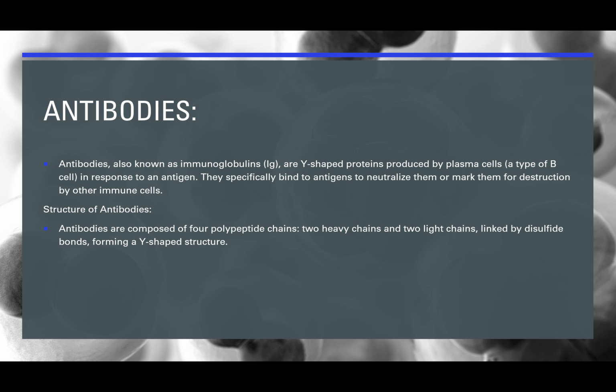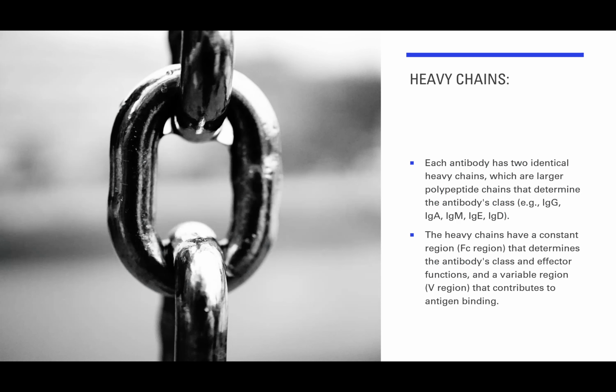So the general structure, we generally have two heavy chains and two light chains, linked by disulfide bonds, and then it forms this Y-shaped structure. So the heavy chains specifically are generally identical. So the two chains will tend to be identical. We're going to have two identical heavy chains that are large polypeptide chains, and they determine the class of the antibody.